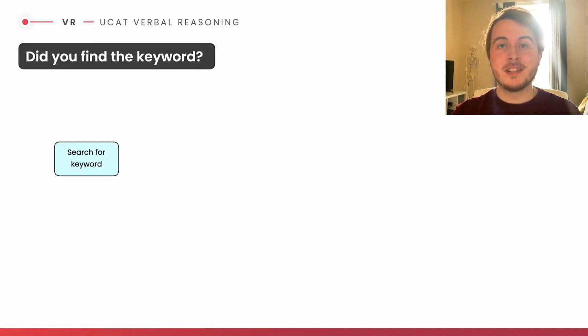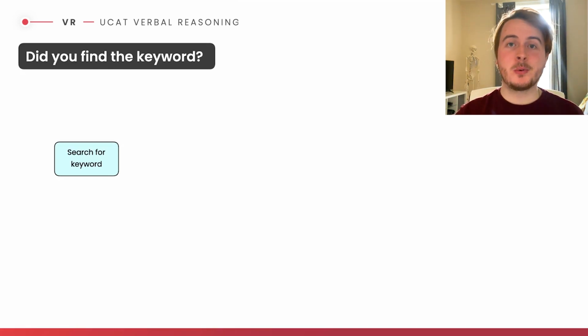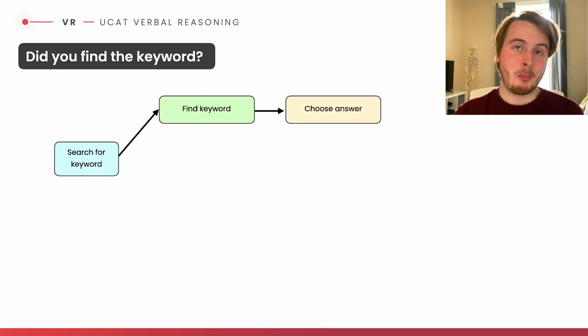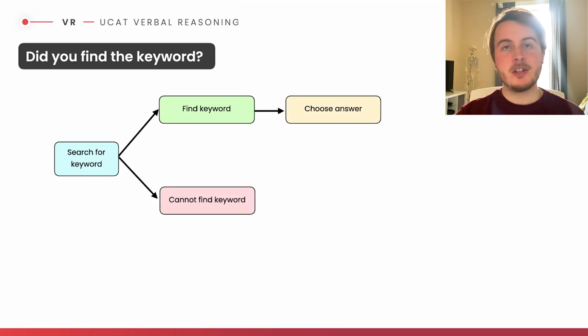So it's always important that with any approach that we have within the UCAT, we have a contingency. We have that backup plan in case things don't quite go according to plan. Of course, in an ideal world, we would pick our keyword, we would look for it in the passage, we would find it, and we would answer it. But what if it doesn't quite go according to plan? So what if we've searched for our keyword, but we can't find it?